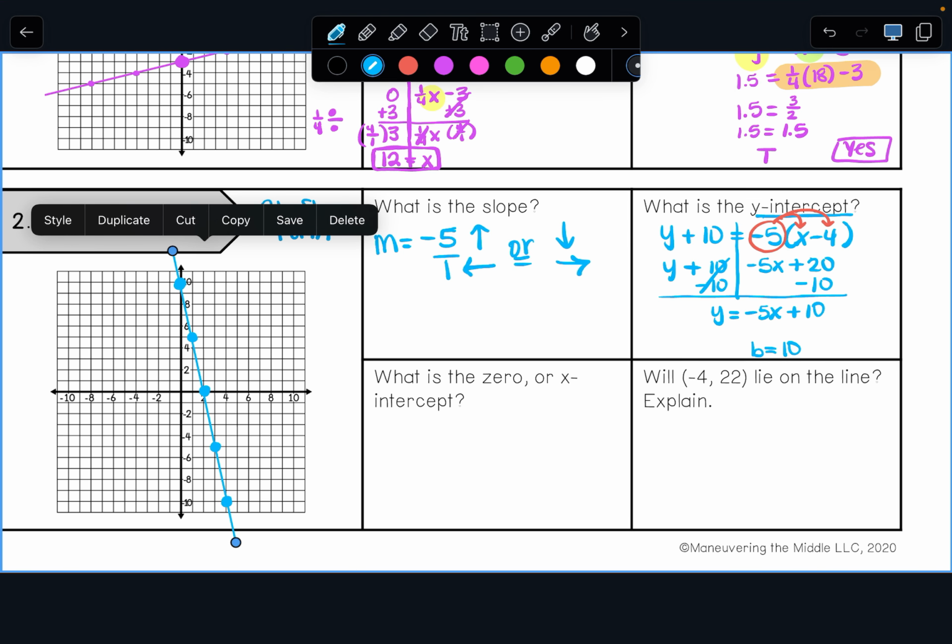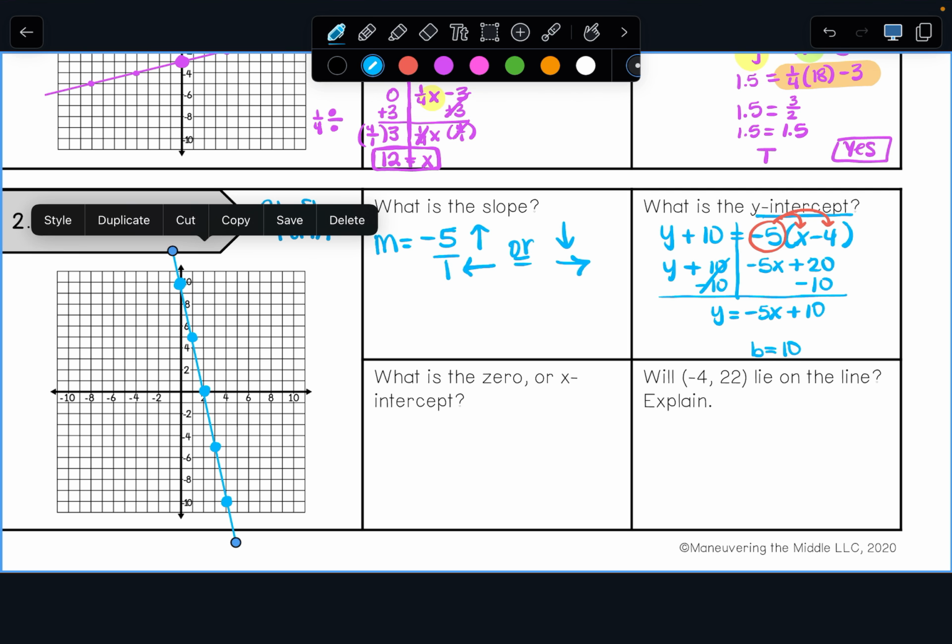So (1, 5), (2, 0), this doesn't look right to me. (3, -5), (4, -10). My line is crooked. Help. How do you make your line so straight? Because I have technology and it lets me. I do cheat when I'm making that line.